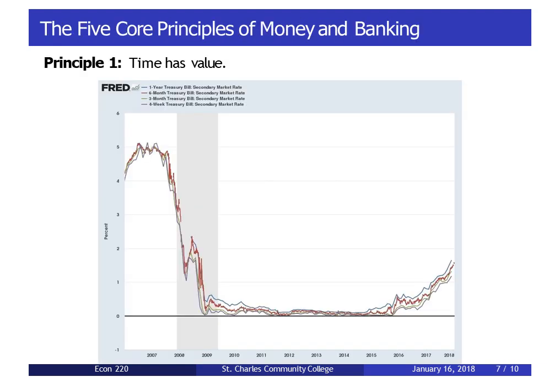Let me go over the 5 core principles of money and banking. I will start with the first principle: time has value. Let me prove this by using a chart, as you can see on this slide. I put 4 time series, using Federal Reserve economic data, of treasury bills.